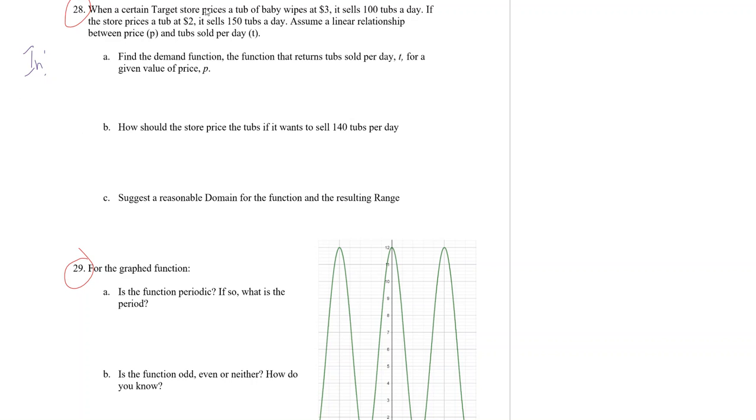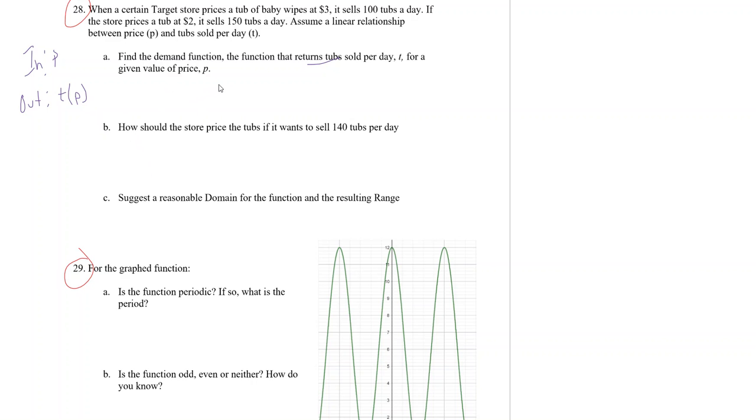The problem says when a certain Target store prices a tub at $3, it sells 100 a day. If it prices at $2, it sells 150 tubs a day. So a linear relationship between price and tubs sold, and we're supposed to find a function that returns tubs. So tubs is the output. So we want to know how many tubs we sell for a given value of price P. So we call the function T of P. The function T returns the number of tubs sold for a given price.